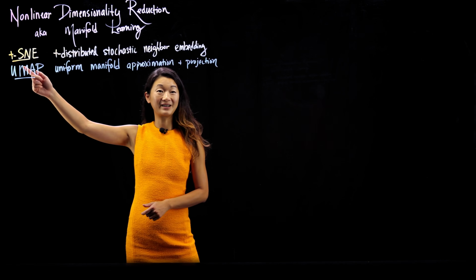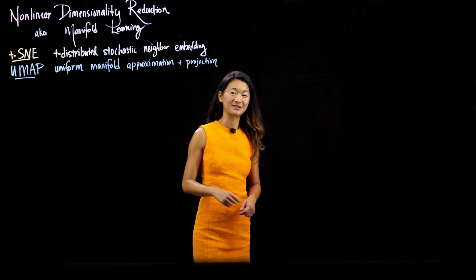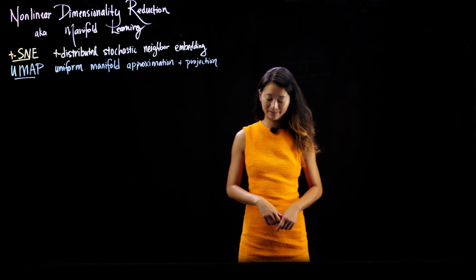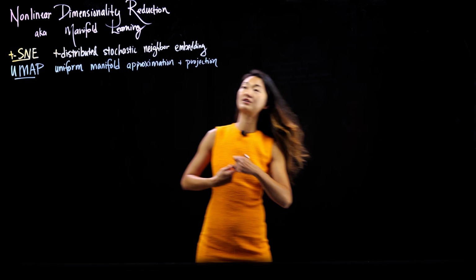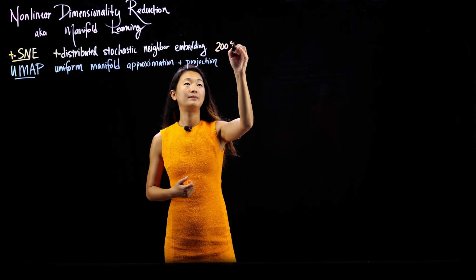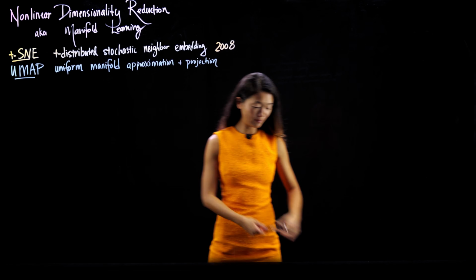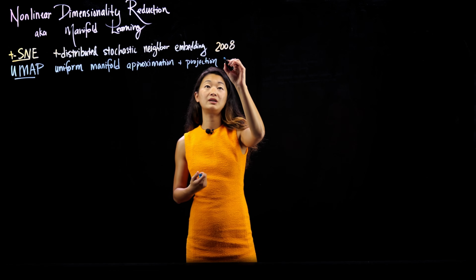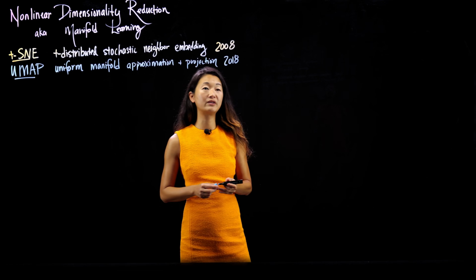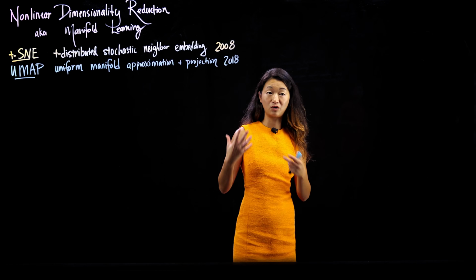t-SNE is just the way you pronounce this acronym right here, and UMAP just rolls off the tongue a little bit better. Now, t-SNE was first described in 2008, and UMAP was not published until 2018. So these are two of the more modern ways of performing this procedure.